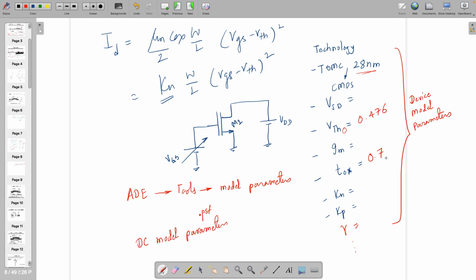You can calculate by Cox equal to epsilon_ox by Tox. But Tox is required, right? So you don't know Cox. You have to calculate Cox. For that, you need epsilon A by Tox. I know area, I know epsilon, even epsilon of silicon also. But Tox is not known to me. How do you know that it might be centimeter also?